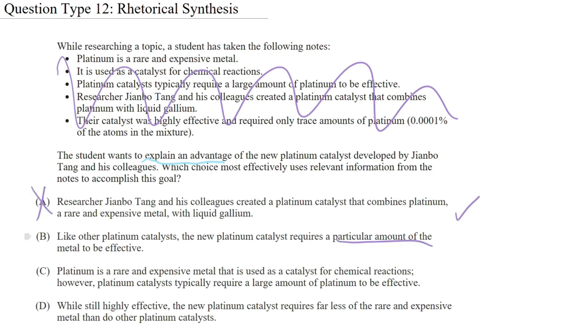Is this an advantage? It means a particular amount to be effective? No, that means that it's a bad thing, really. It's a rare and expensive metal, and it typically requires a lot of platinum. That's also a disadvantage. And so without even reading the problem and knowing literally nothing about platinum, the only option that could possibly be true is D, because it requires far less, right? That's like literally the only one that describes an advantage.